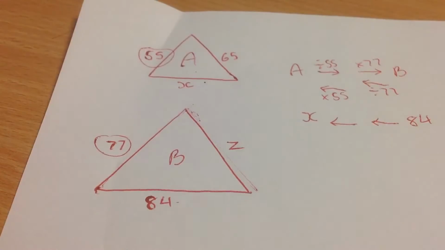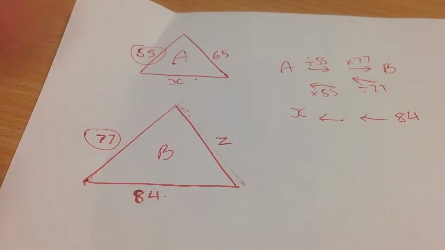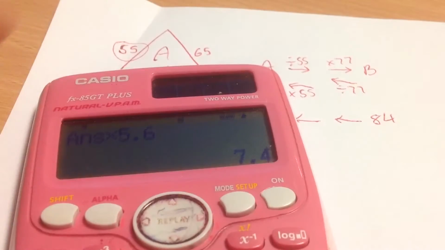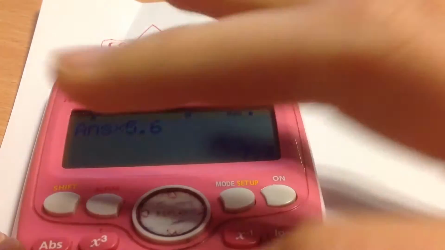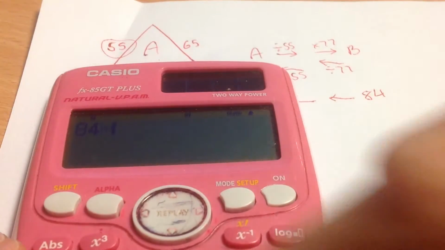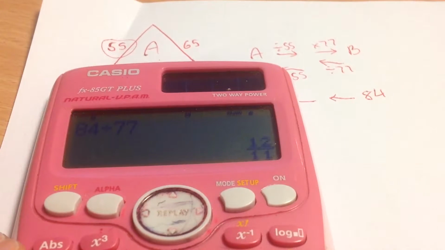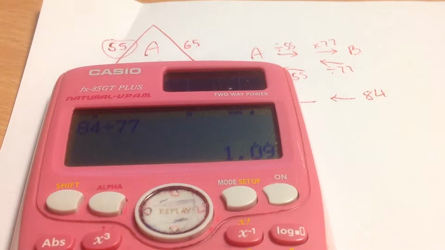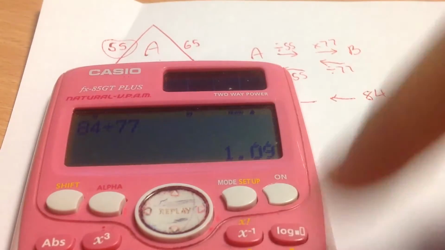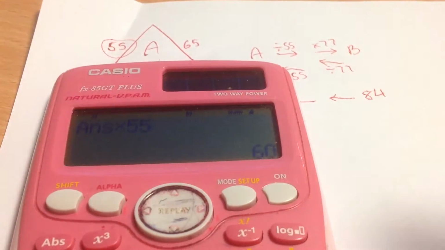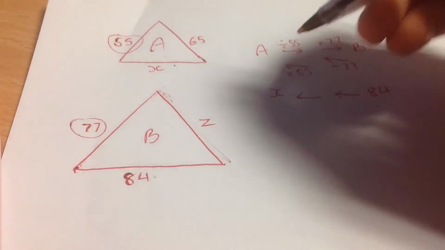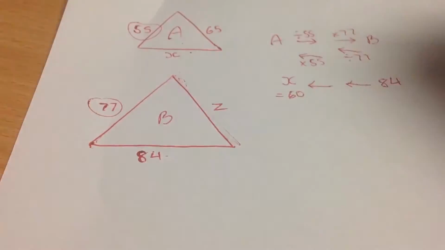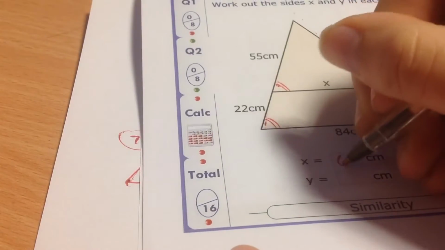So on my calculator, I'm going to do 84 divided by 77. Gives me a fraction. If I wanted to, I could write down my middle step, which is 1.09 recurring. I know it's recurring, there's two dots. And then I multiply by 55. And it gives me the answer of 60. So x is 60. And I could fill that in here.